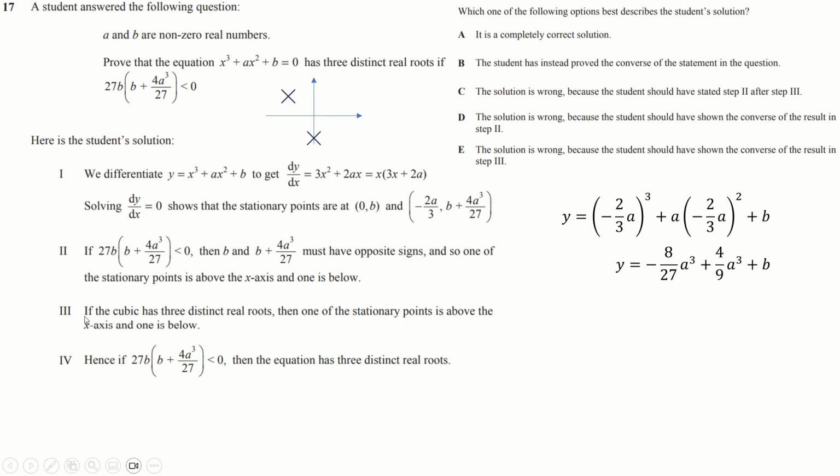He can't say if that, because that's what he's trying to show. So at no point is he allowed to say if the cubic has three distinct roots. The whole point of this proof is to finish it at some point with the words, then, therefore, the cubic has three distinct roots. You can't write if anywhere. So all he's done wrong here is they've just written this statement the wrong way around, right?